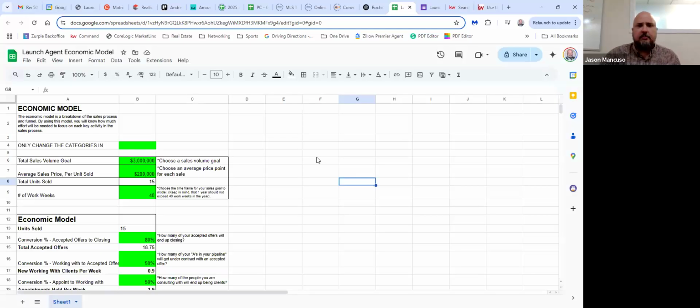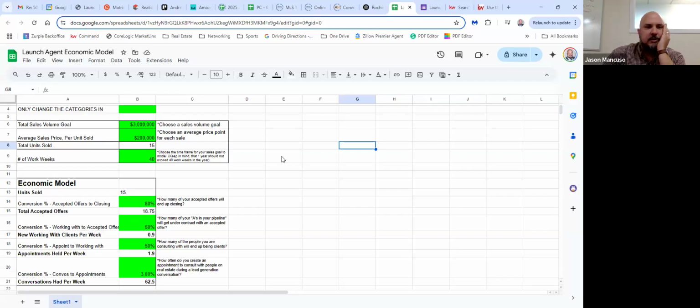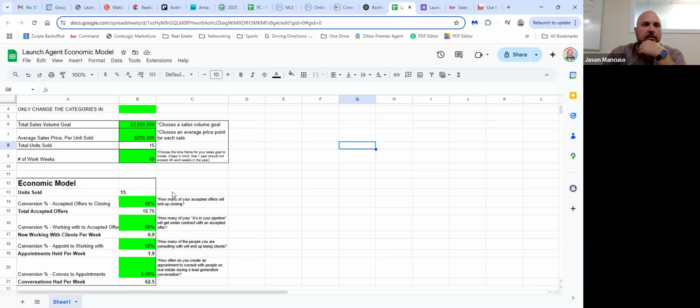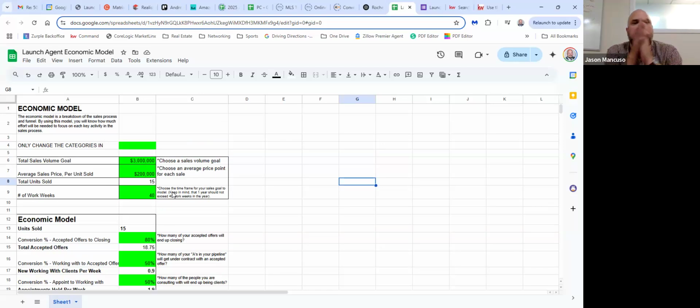Each of you are going to have this emailed to you this week, but what I'm breaking down here is this economic model that we're going to run through in detail from here. But to define the economic model again, it's a breakdown of the sales process and the sales funnel. You'll know how much effort is going to be needed for each key activity or part of the process by using this model. So when you get your hands on this, you're only going to want to mess around with the categories in green.